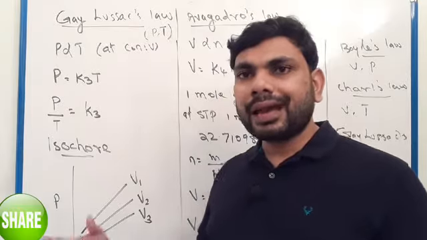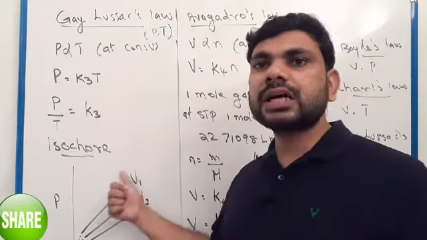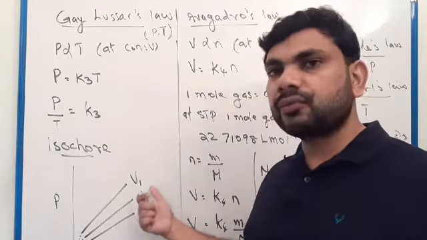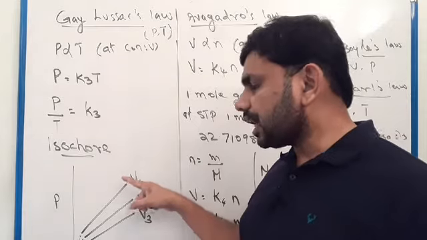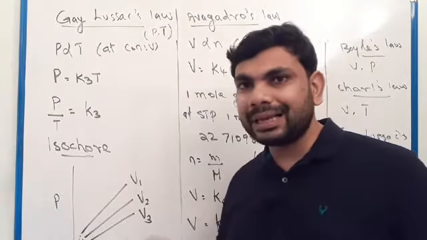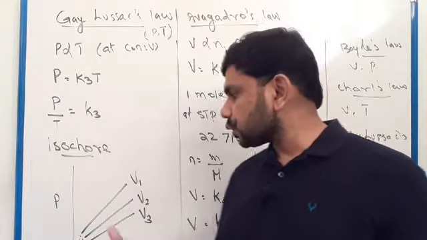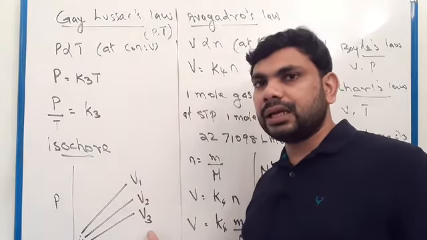Here is the graphical representation, pressure against temperature, which is an isochore. Here we have different lines at different volumes. At a higher pressure, volume will be less, because pressure and volume are inversely proportional. So V1 will be less than V2, and V2 will be less than V3.